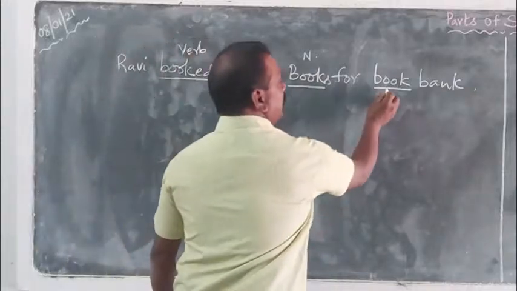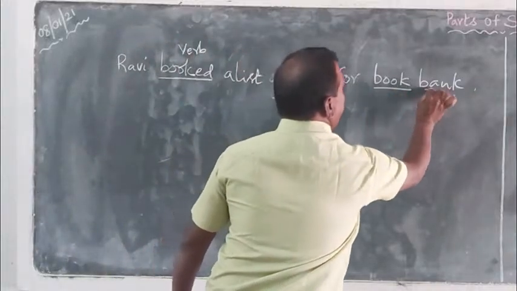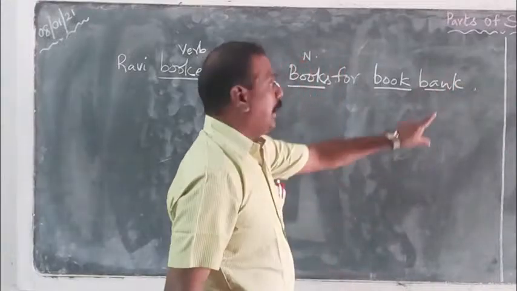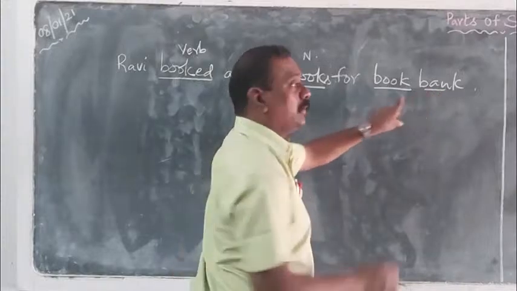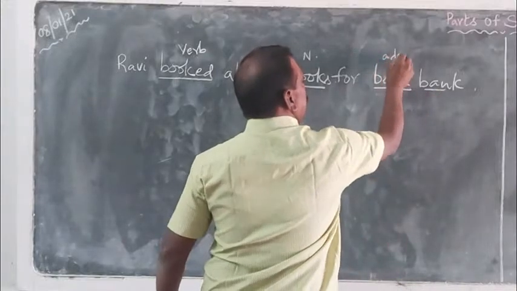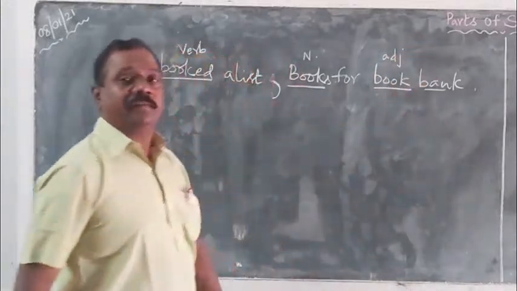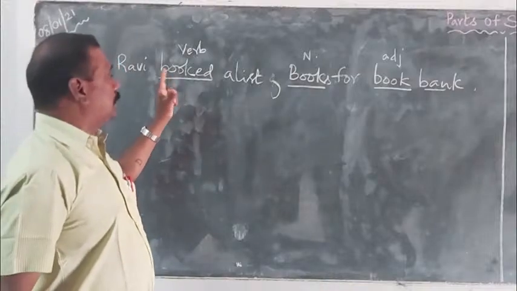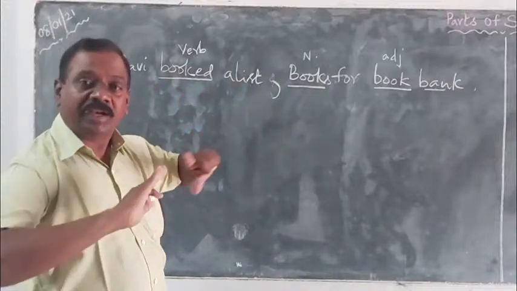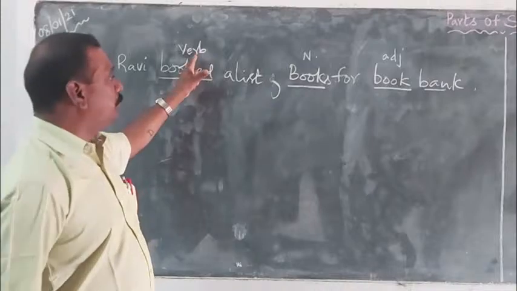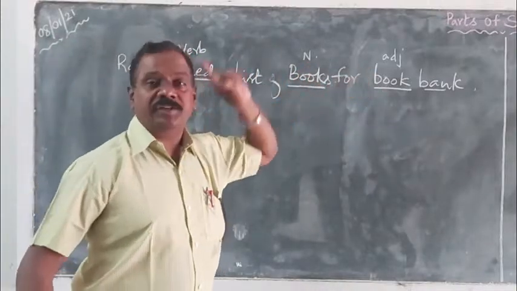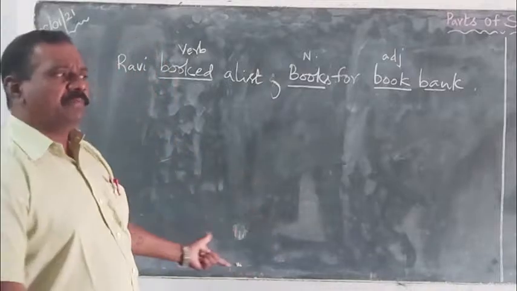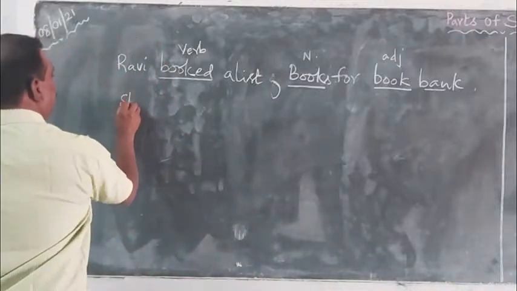When you come to this one, book bank. Bank is the noun and this word is qualifying this noun. So automatically this is an adjective. When we see this sentence, a single word, book, functions in different ways. Here it is a verb. When coming here, it is a noun. There it is an adjective. So in the same way, one more example.